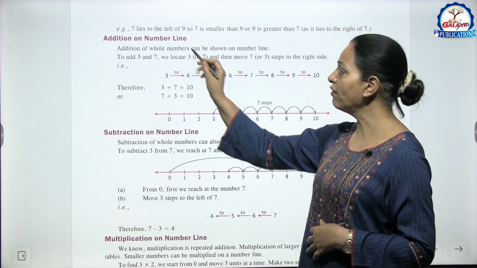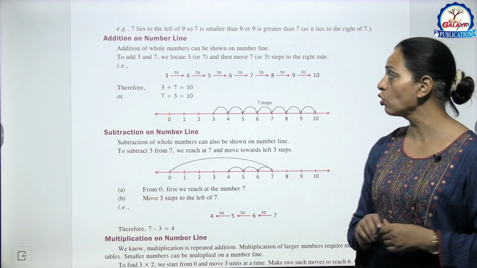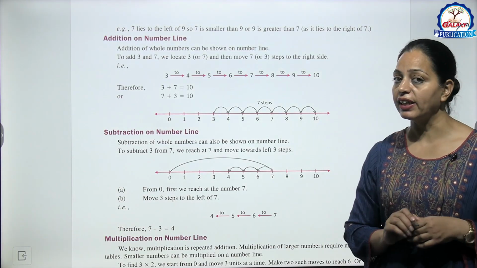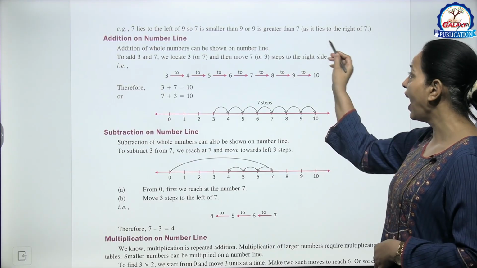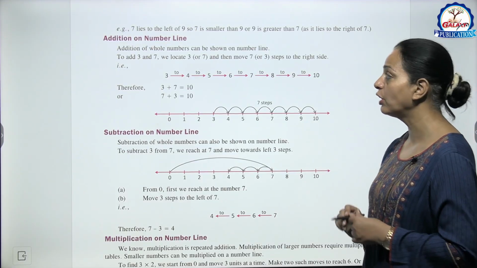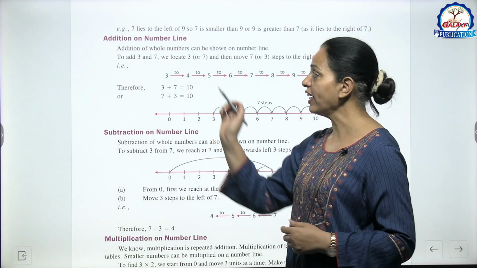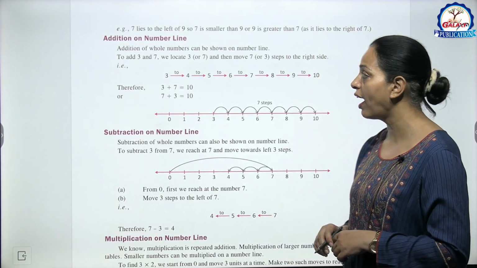For example, 7 lies to the left of 9. So, 7 is smaller than 9, or we can say 9 is greater than 7 as it lies to the right of 7. Now, the next is addition on the number line.